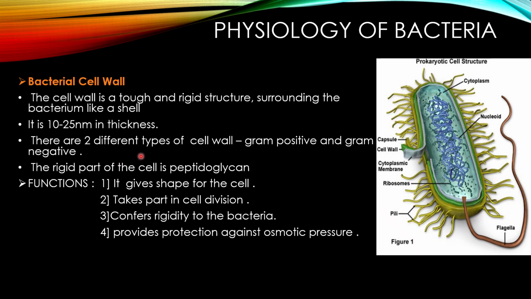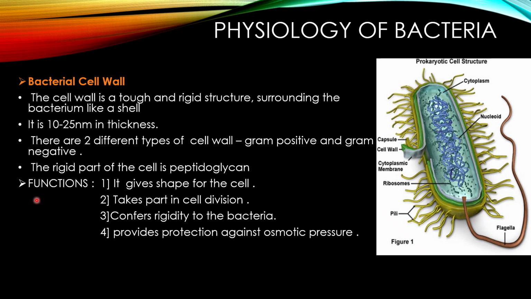There are 2 different types of cell wall, gram positive and gram negative. Not all bacteria have the same type of cell wall, so it can be differentiated into gram positive and gram negative. We'll study the differences between them in the following slide. The rigid part of the cell is peptidoglycan, the main component of the cell wall, and it is what gives rigidity to the bacterial cell.